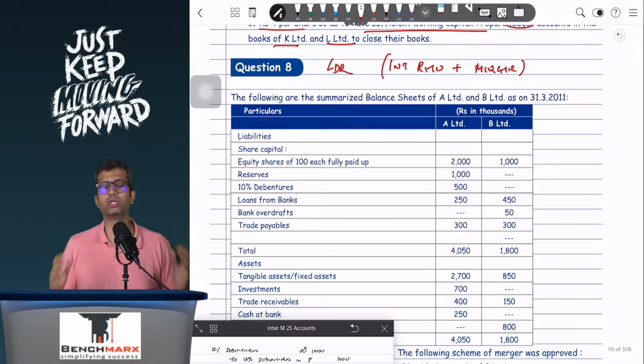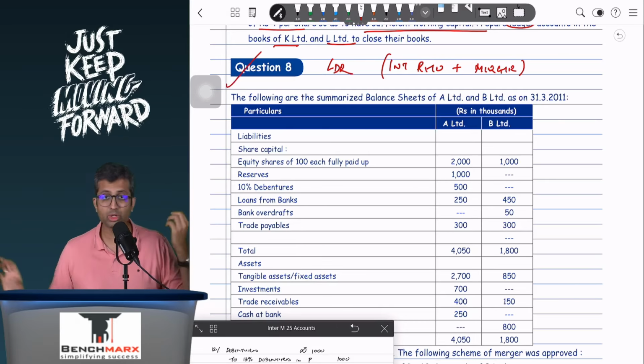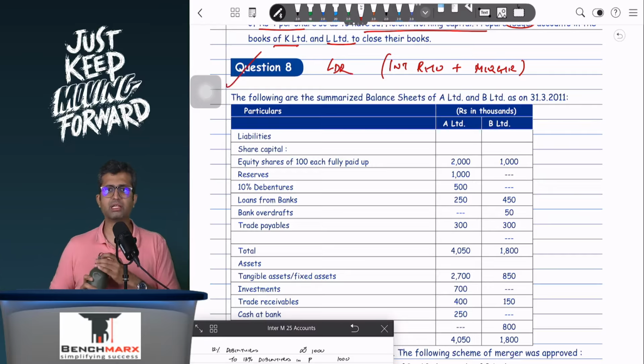How will I know in a question where there's a hidden internal reconstruction scheme? Well, if there is a reduction of share capital. Remember, the only way you can say that there's a reduction of share capital is if there was a court approved internal reconstruction scheme. Only then can we say that there is a reduction of share capital. So over here we'll have to prepare the capital reduction account or a reconstruction account and find the gain or loss on account of that. So we'll read question number 8 on those lines.